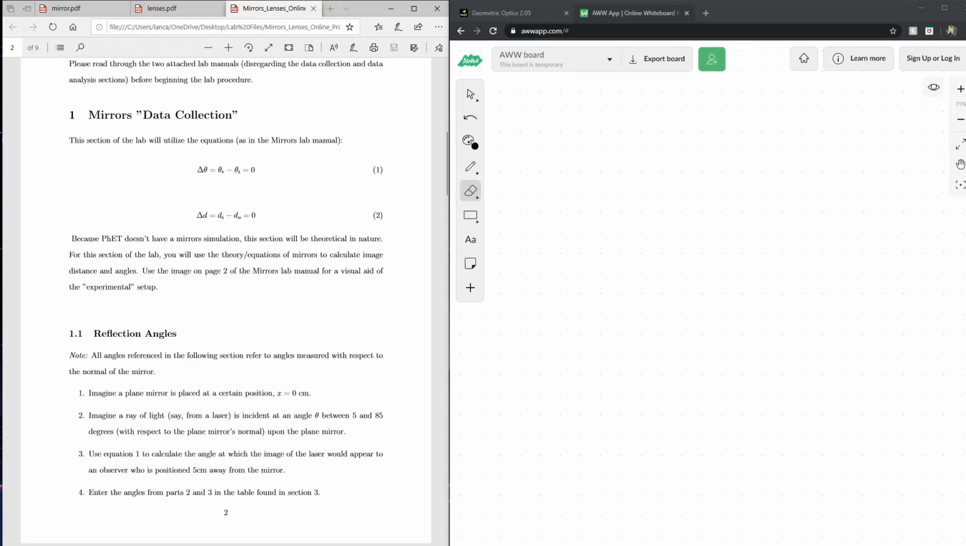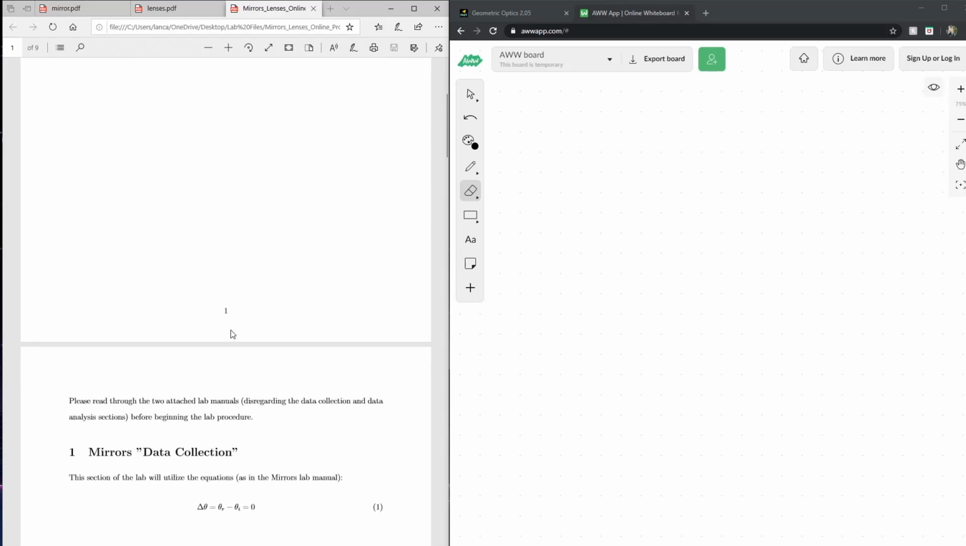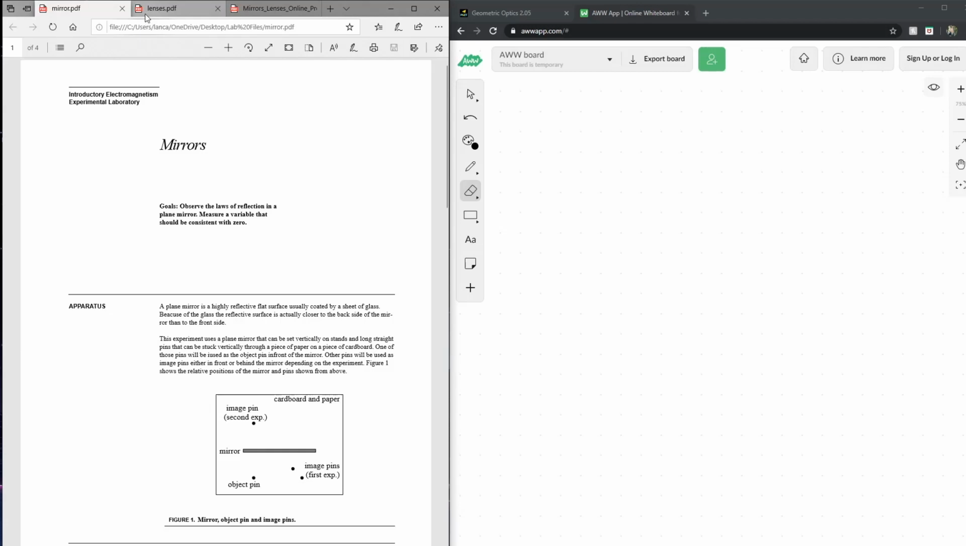Alright everyone, welcome to another Physics 211 lab simulation. This week we're going to be having a chat about two different topics in optical physics, namely mirrors and lenses.